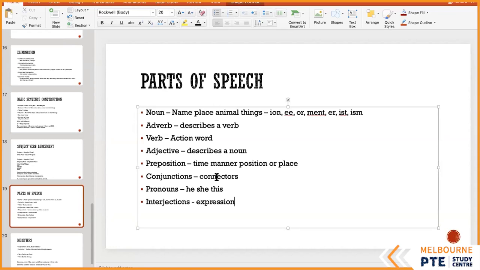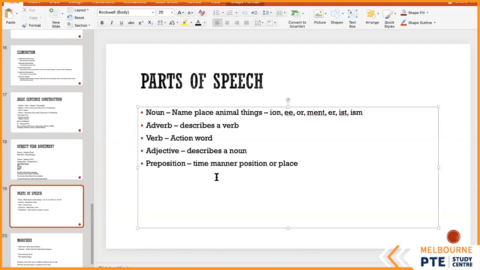In the exam, you are only tested based on five, all right? So the five are those five. Noun, adverb, verb, adjective, and preposition. Now we are going to give an understanding of all of this, all right? So we are going to try and get an understanding of these things. Okay. So what is a noun?